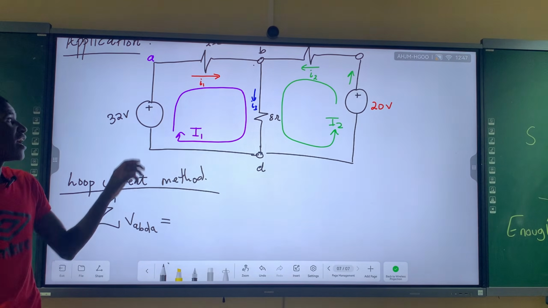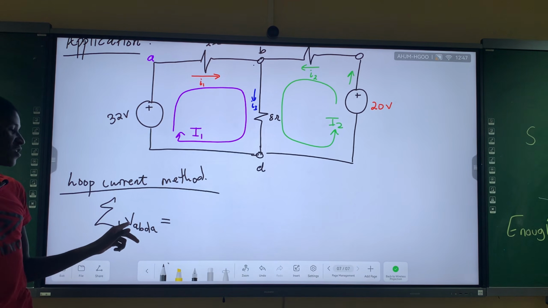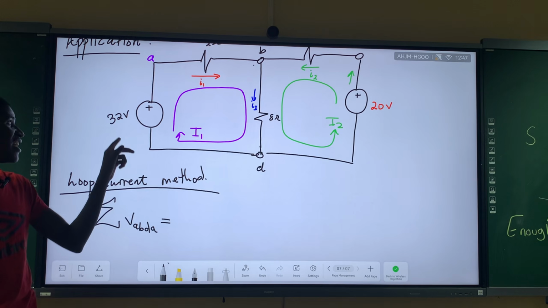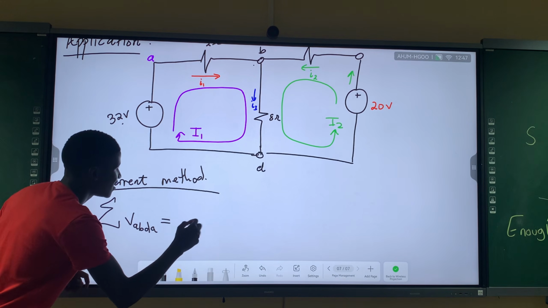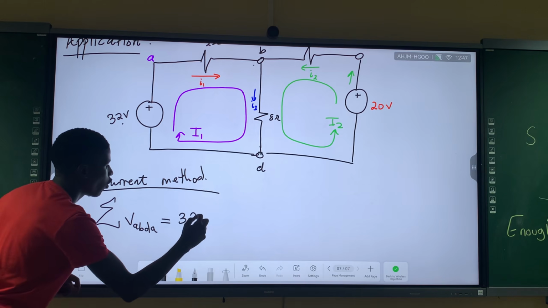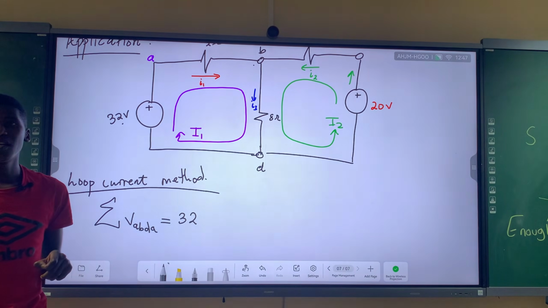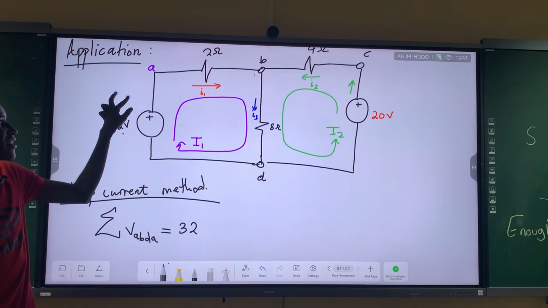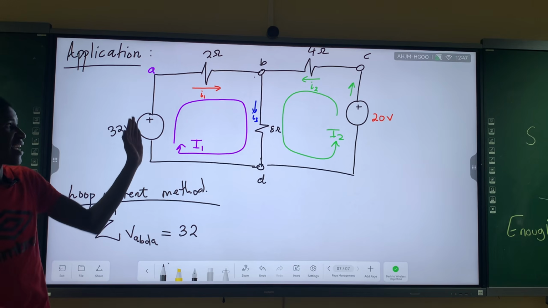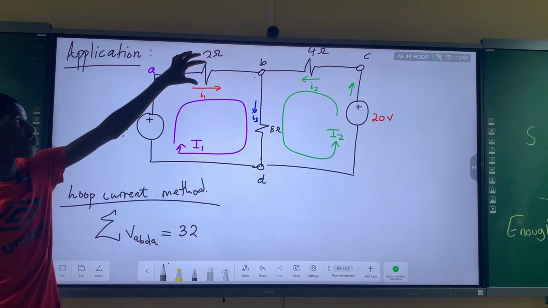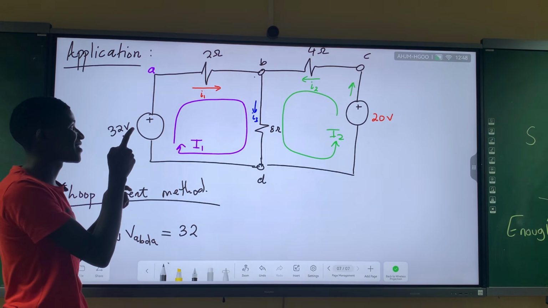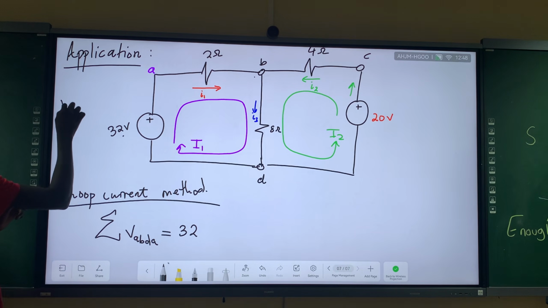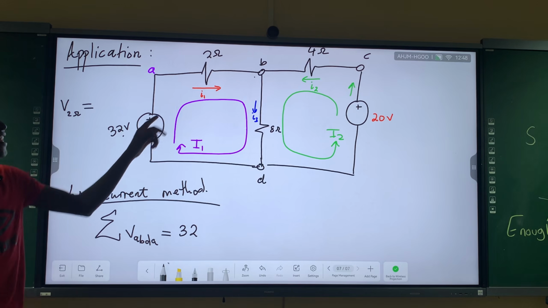Let's look at the currents on the first loop. We're adding the voltages, the sum of the voltages. The first one is the voltage source. So I'm just going to say that this is positive 32 volts. And then what's the next component in this loop? This one, the 2 ohms resistor. So what is the voltage across this 2 ohms resistor, do we have it?